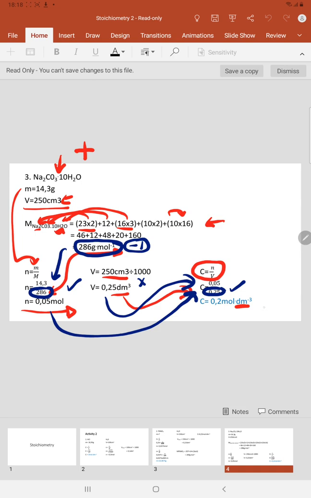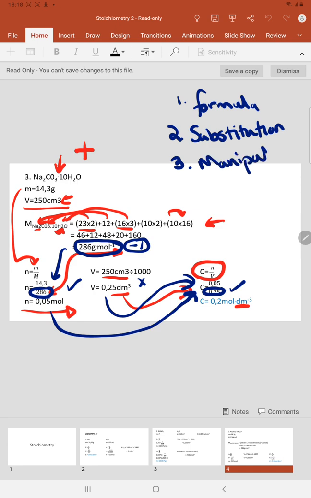Pay attention to format. Always ask students to write the standard formula, substitute first, then manipulate, and then the answer. You can teach them this in 4 easy steps. 1. Formula. 2. Substitution. 3. Manipulation. And 4. Answer plus units.